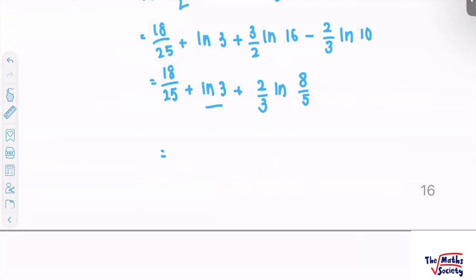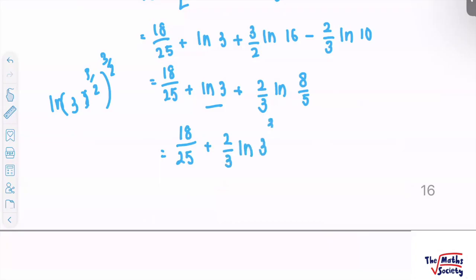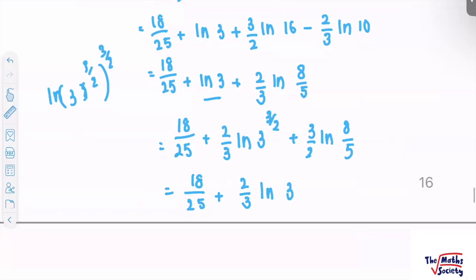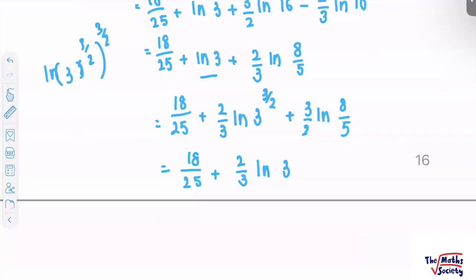So we know that ln 3 can be ln 3 power 3 by 2, which is 3 by 2, yeah. So it's going to be 18 by 25 plus 2 by 3 ln 3 power 3 by 2 plus 3 by 2 ln 8 by 5. Oh wait, I'll write 3 power 3 by 2 here. So you have 3 power 3 by 2 plus just 2 by 3 ln 8 by 5.